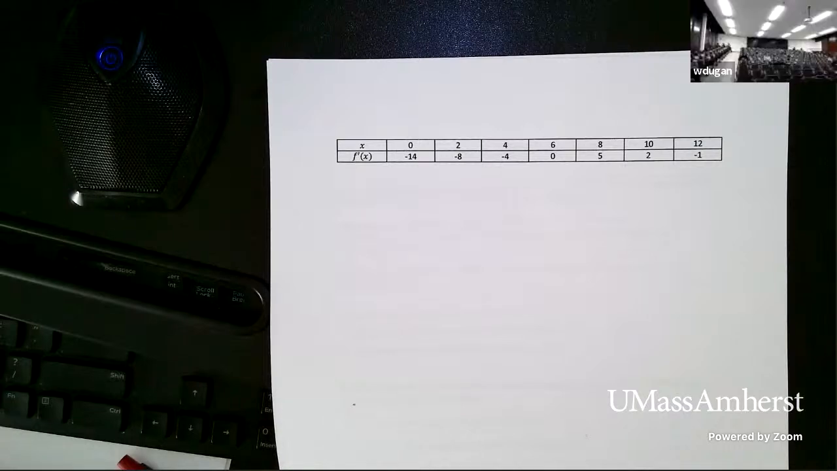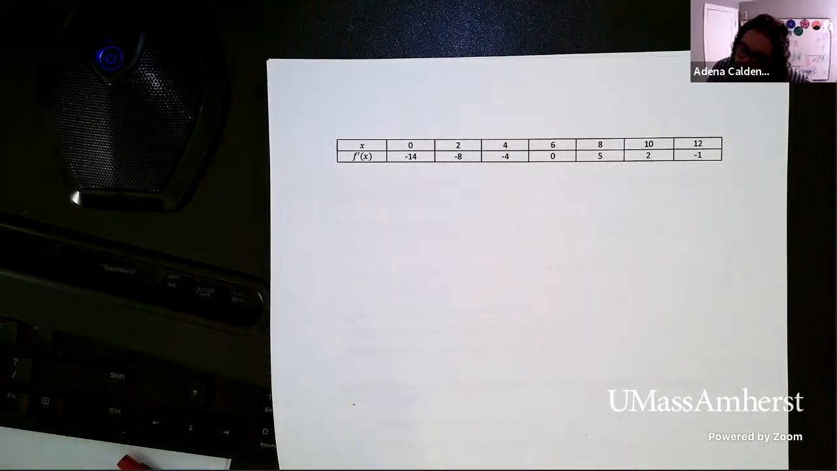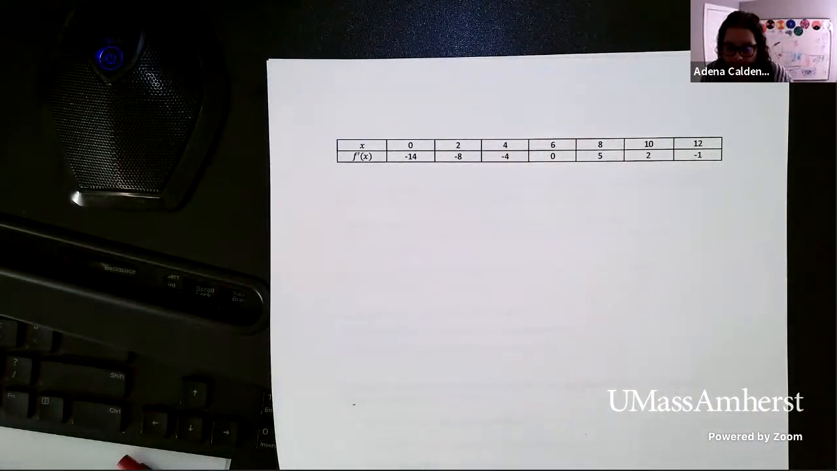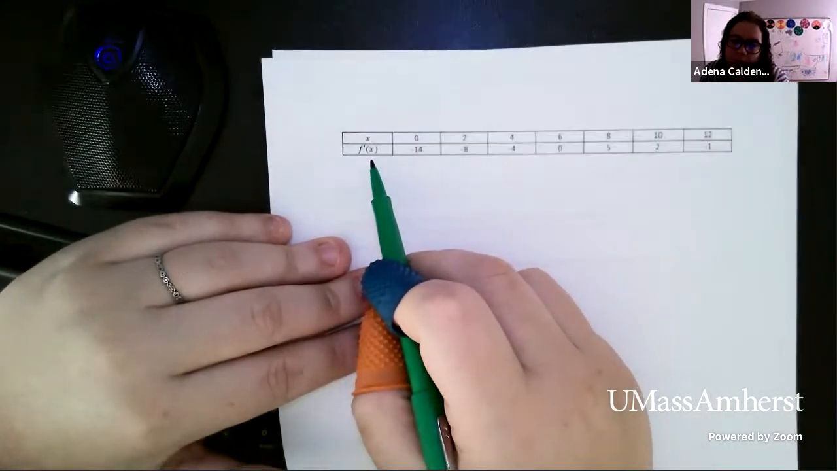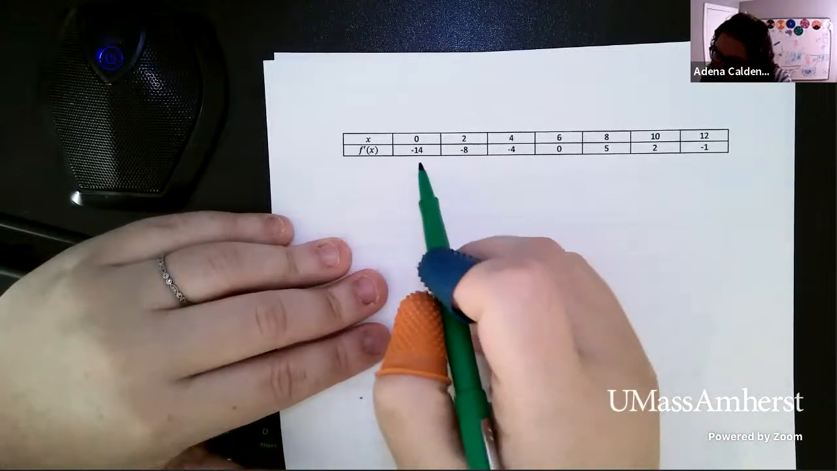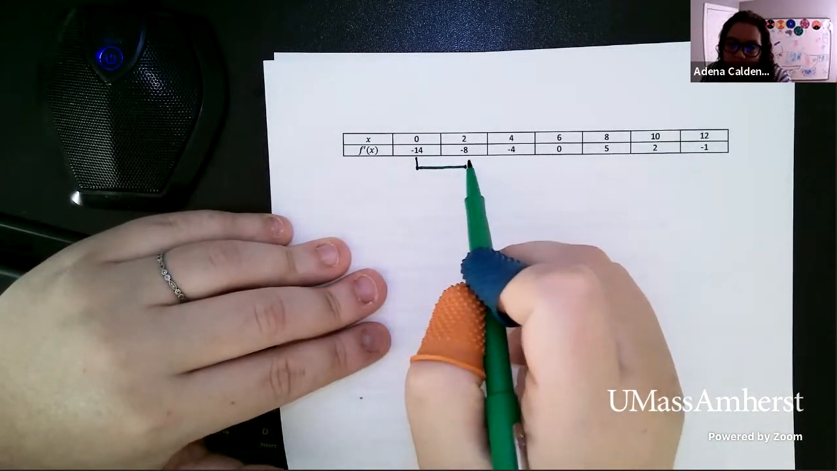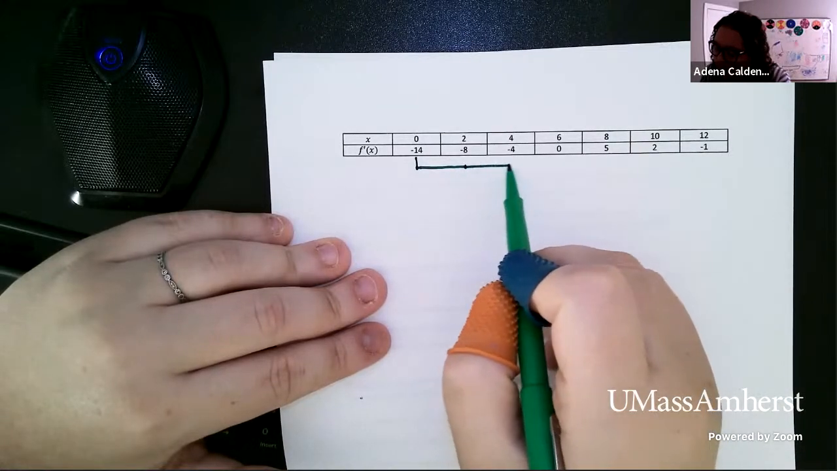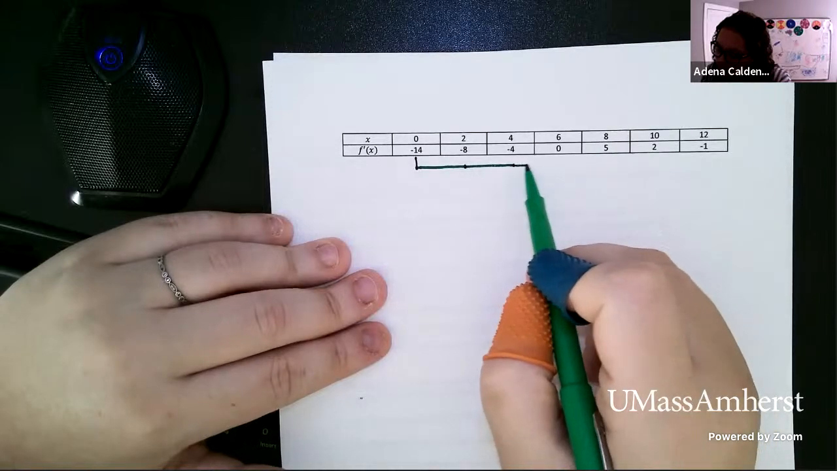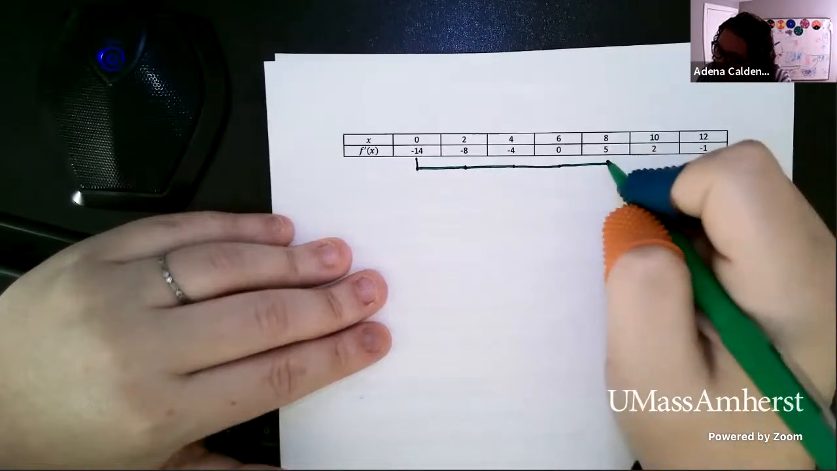All right, let's just take a look at this. Let's see what we can figure out. So if we want to talk about the second derivative here, since we're looking for inflection points, we want to consider where the first derivative is increasing and decreasing. So starting here, negative 14 to negative 8, that's increasing because I'm becoming less negative. Negative 8 to negative 4 is increasing. Negative 4 to 0 is increasing. 0 to 5 is increasing.